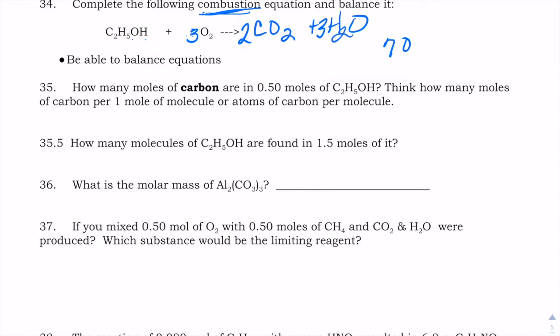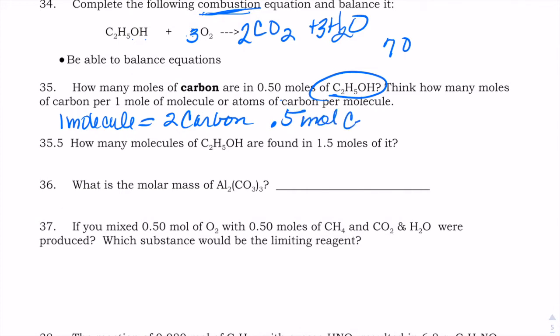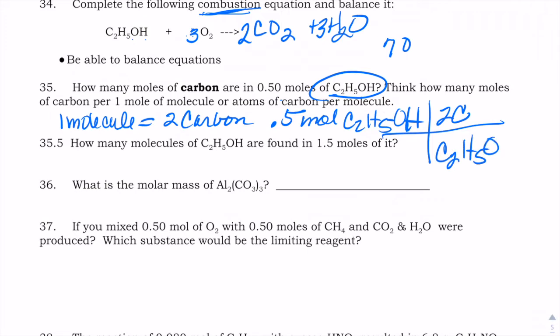All right, question 35. How many moles of carbon are in 0.5 moles of ethanol? All right, well, let's think about what we're talking about here. 1 molecule of ethanol, how many moles? You would have 2 carbons in 1 molecule. So if you have 0.5 moles of the molecule, and there's 2 carbons for each 1 molecule, you would have 1 mole of carbon.